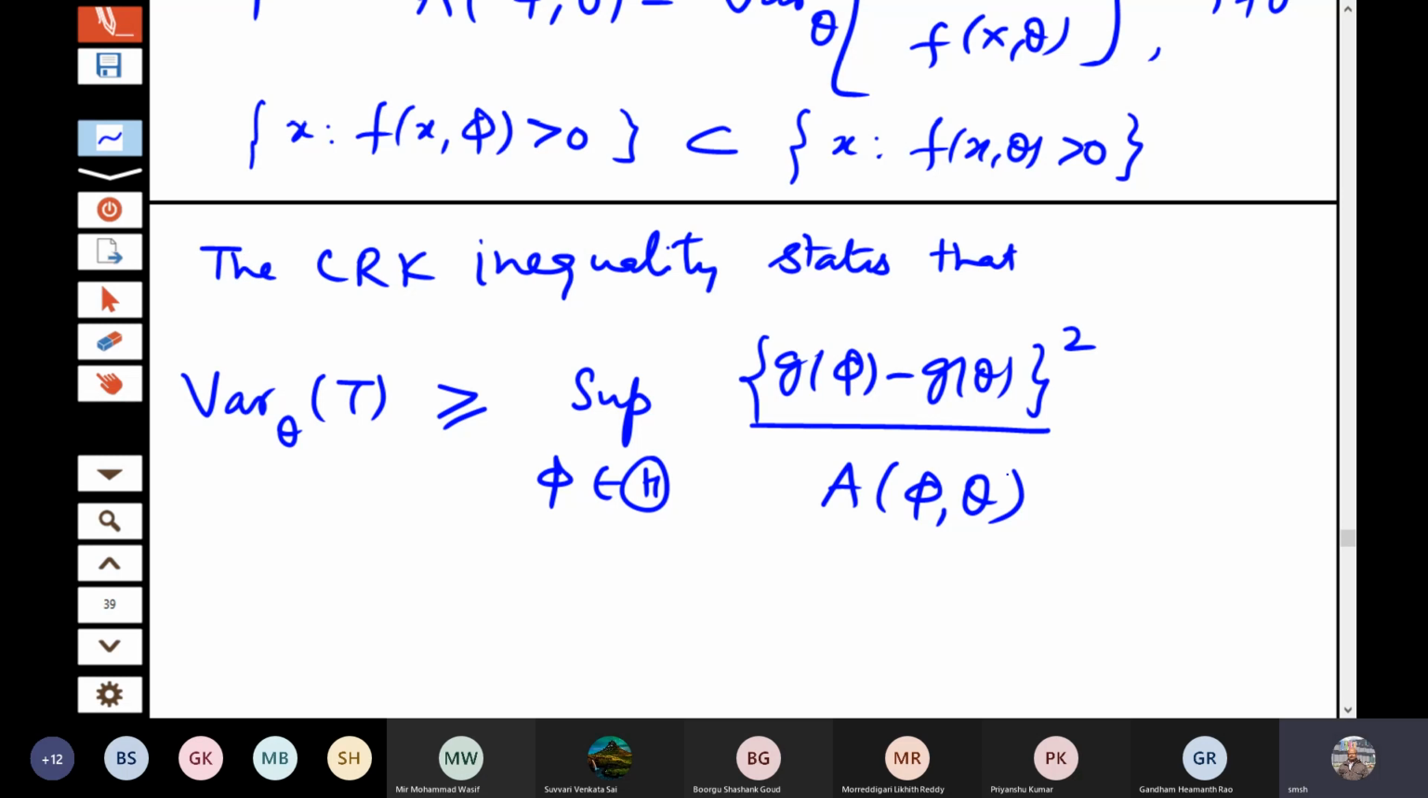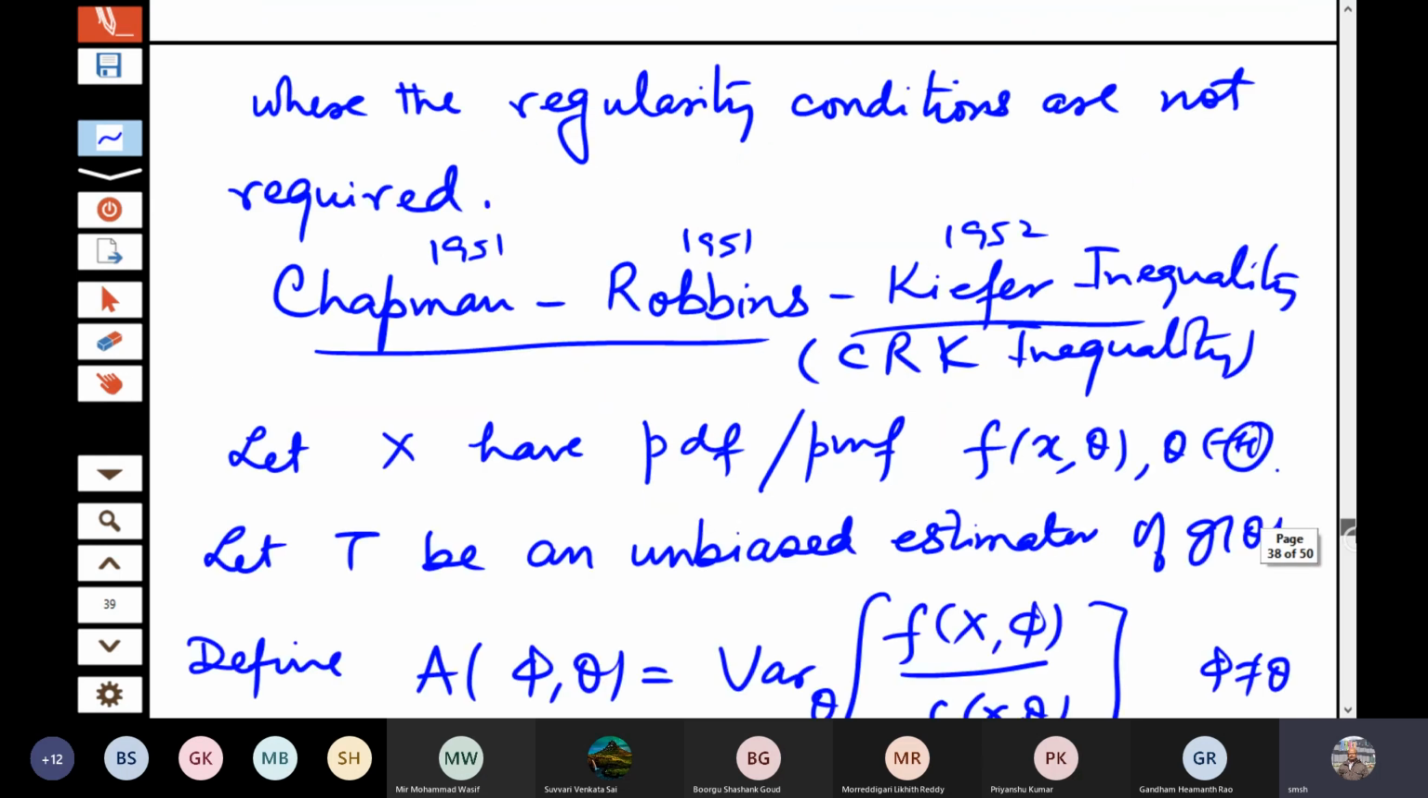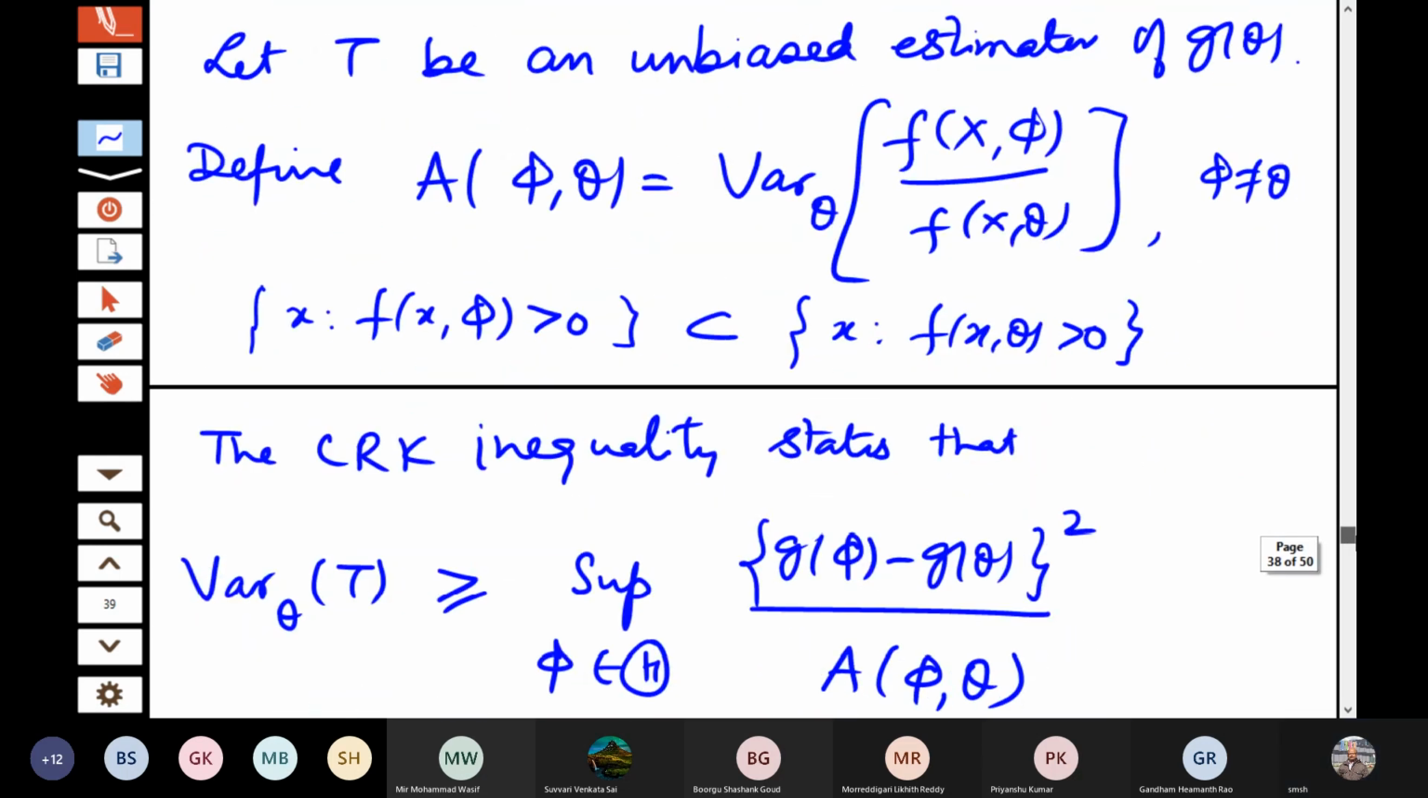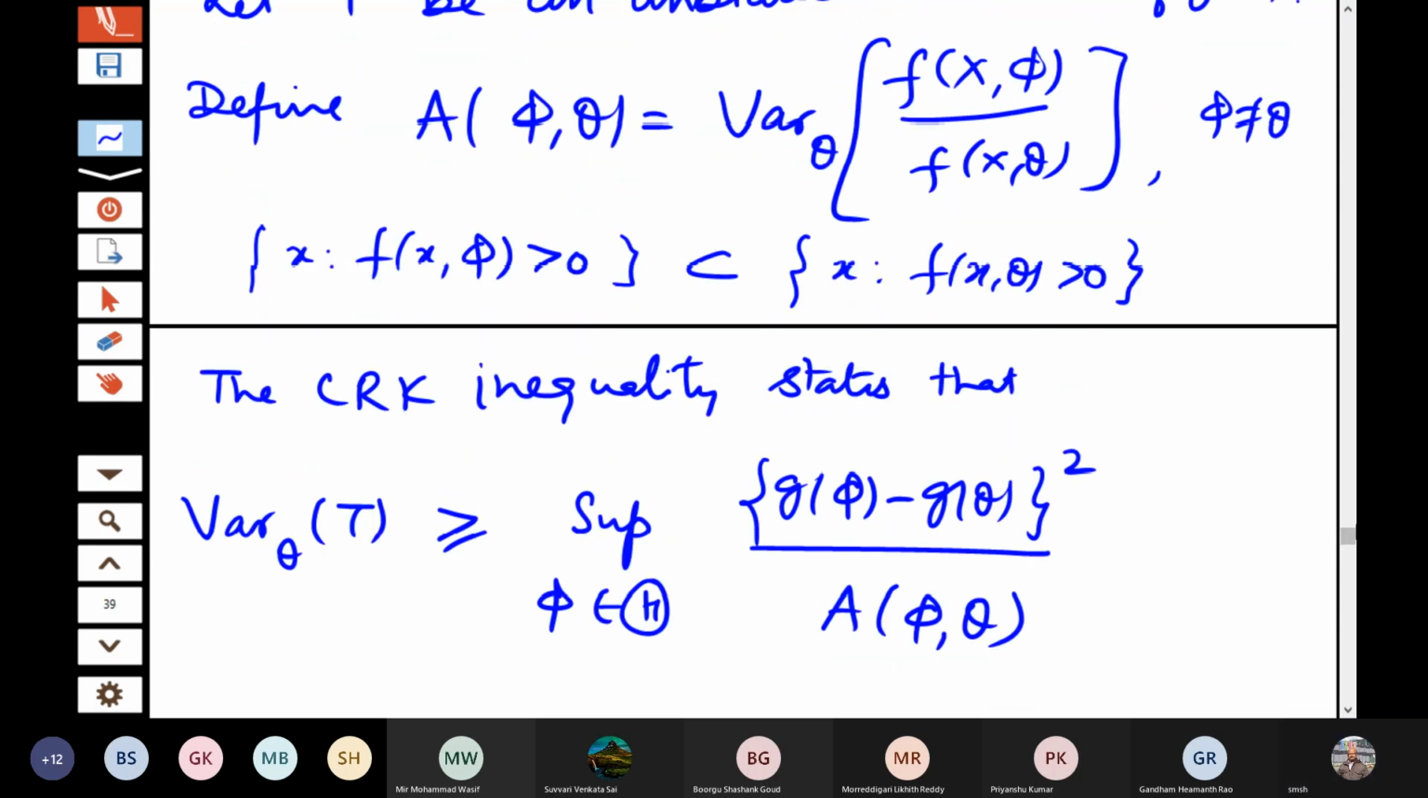Okay, so is the statement clear to all of you? Of course, this is not a very difficult statement. Are these definitions clear to you? What I have written here, A(phi, theta), and then this inequality. Is it okay to you? Is the statement clear to you? Yes, sir.